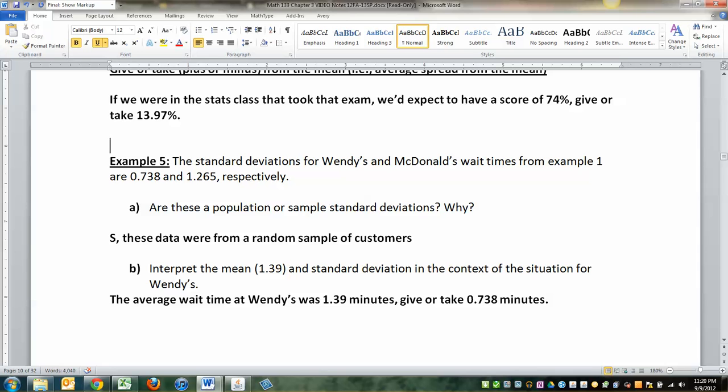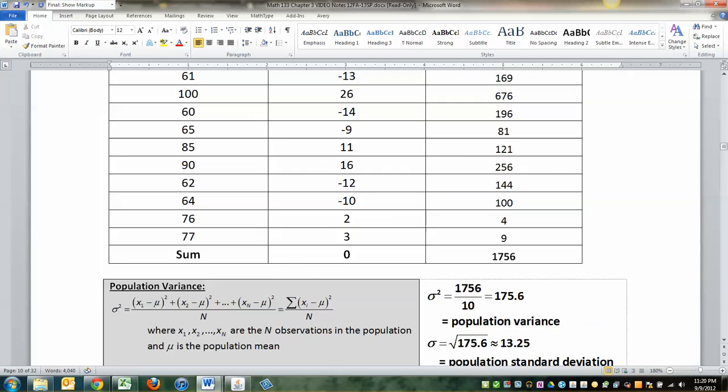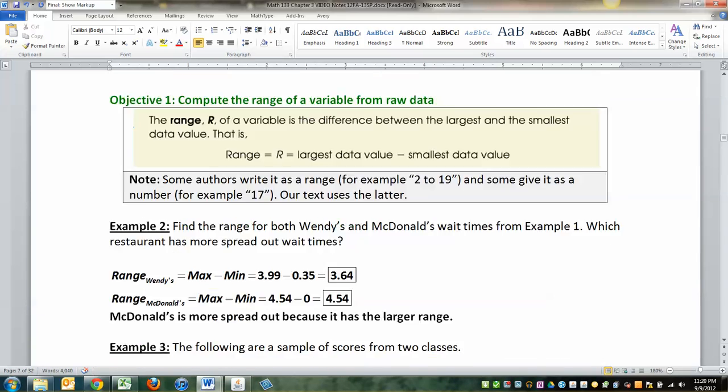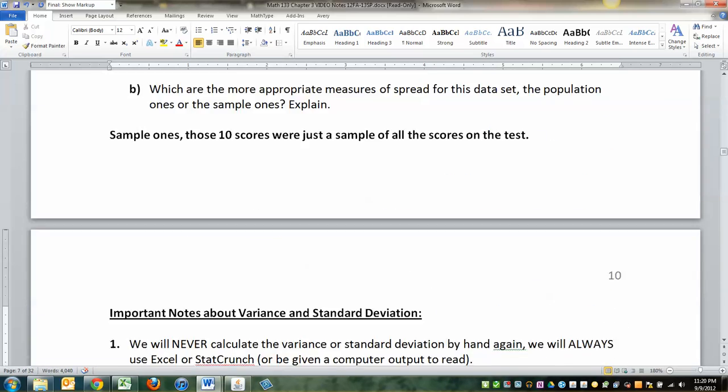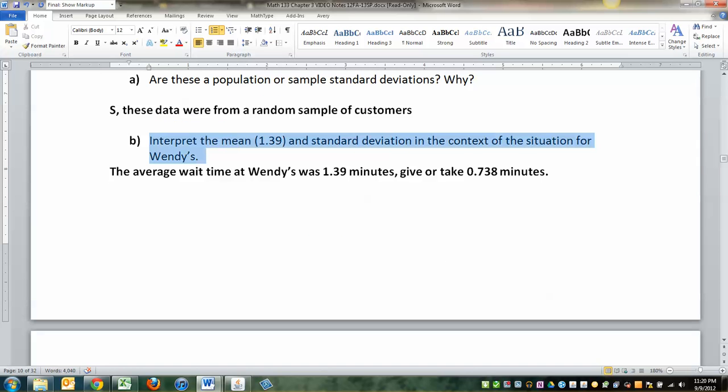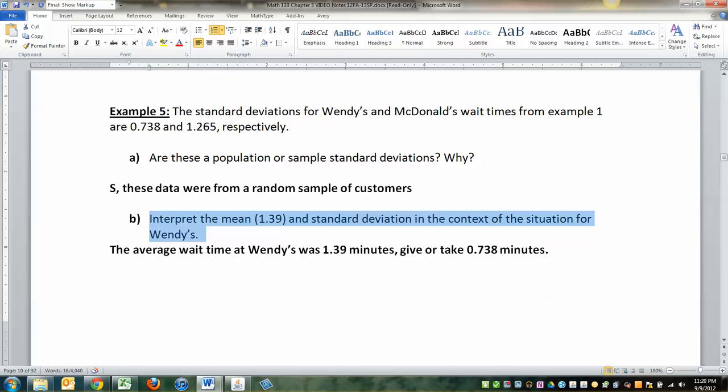All right. Next, standard deviation for Wendy's and McDonald's. So remember, we had that Wendy's and McDonald's way back. There it is, Wendy's and McDonald's. We saw Wendy's had smaller spread, right? So I want to interpret that. I found them right there. I used a computer program.